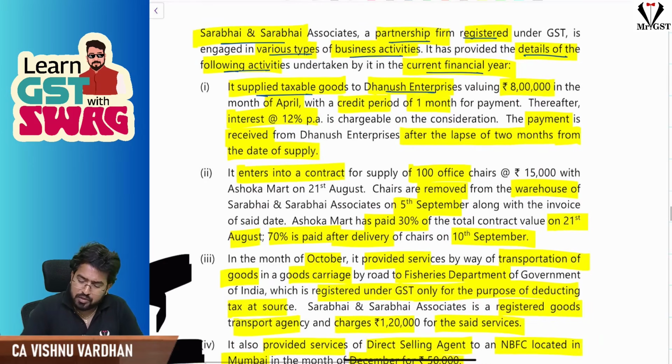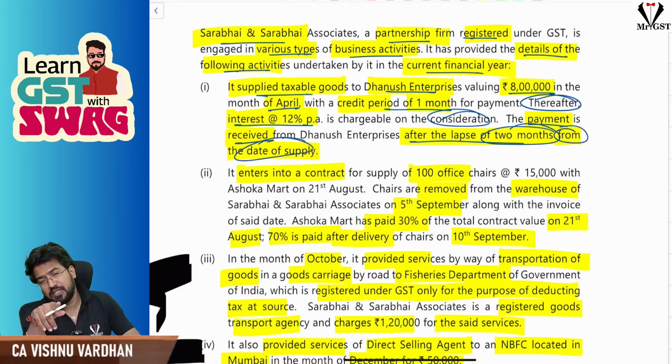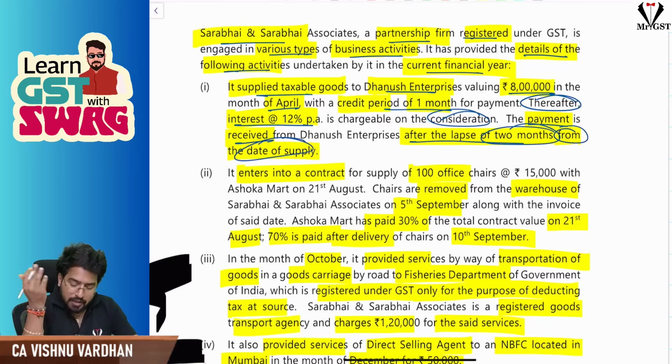Supply of taxable goods to Dhanush Enterprises 8 lakhs in April. Credit period 1 month. But thereafter interest 12% per annum chargeable on the consideration. Payment is received from Dhanush Enterprises after the lapse of 2 months from the date of supply. From the date of supply, you have 1 month credit period. Still you are delaying. Delaying means interest is what? Thereafter, if there is delay, 12%. That means 1% per month. 2 months happened, 1 month interest free, 1 month there will be interest. So per annum 12% means per month 1%.